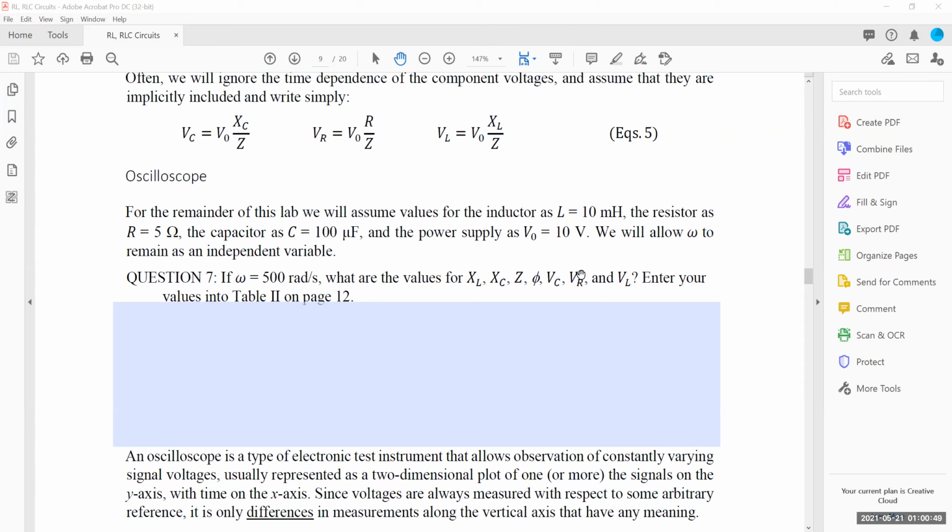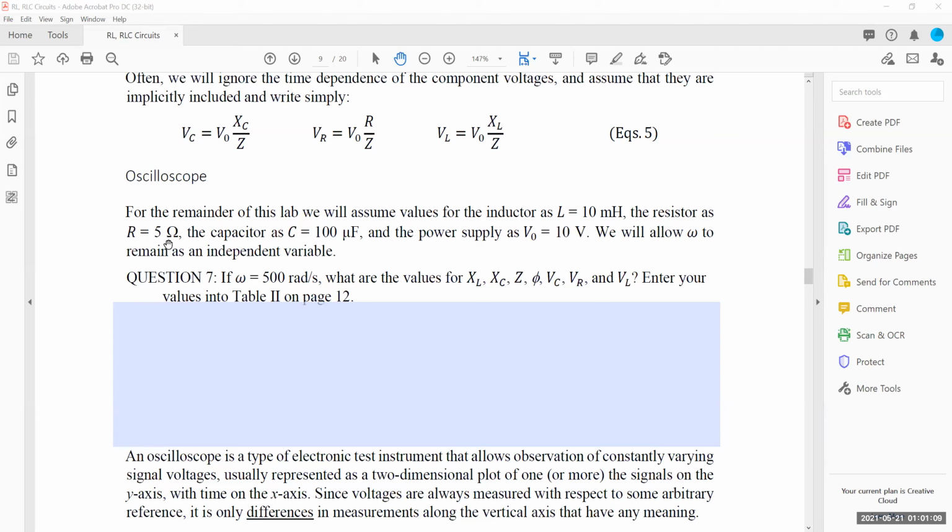find VL. It's easy because XL would be just 500, which is omega, times 0.01 henry. So you do the math, okay? That's going to be how many ohms you have in here. 500 times 0.01 should be 5 ohms. Okay, so that's how much XL should be.